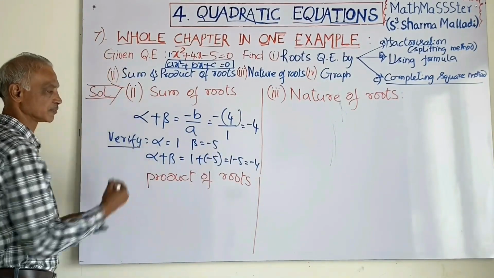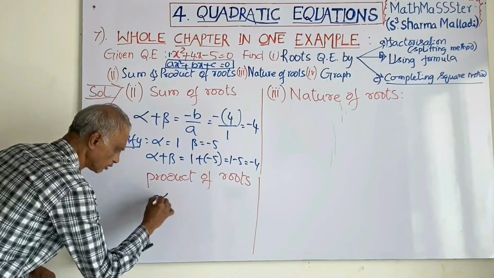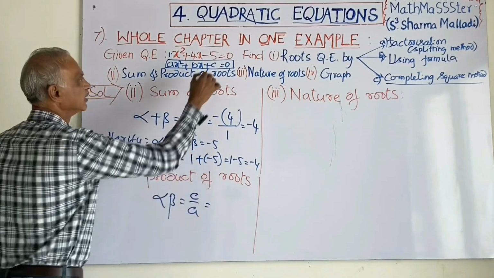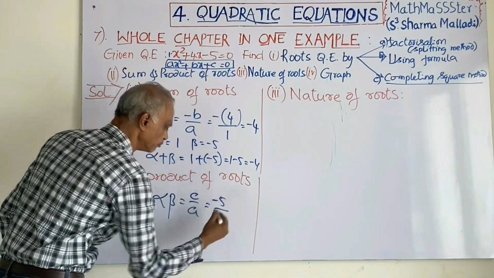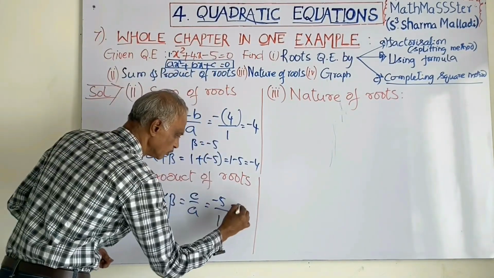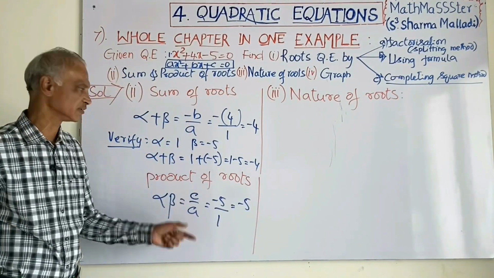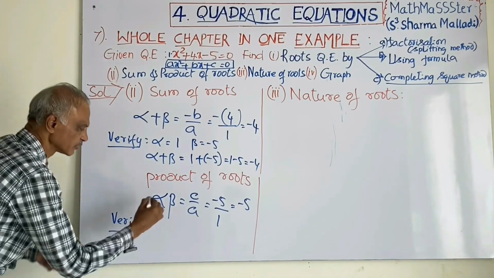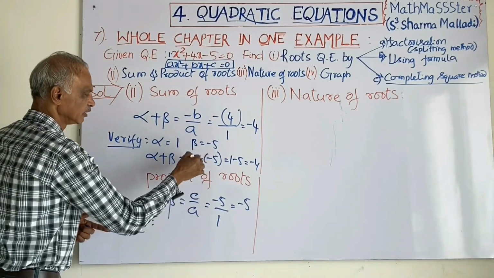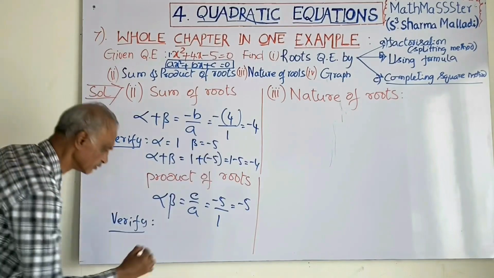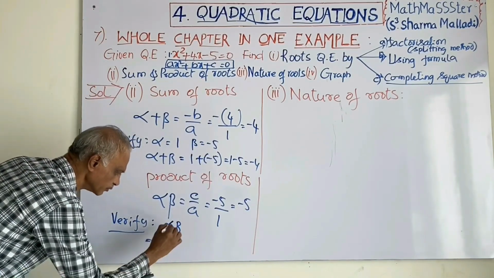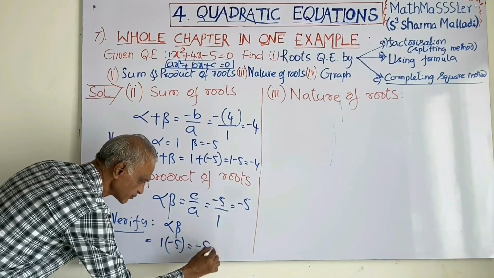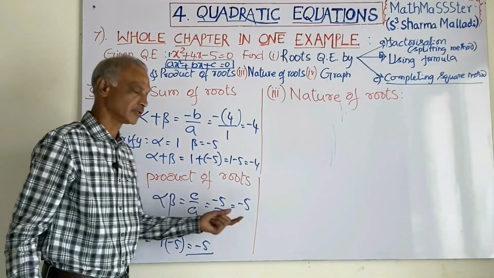You can verify also. What is the product of the roots? Product of the roots alpha into beta is equal to c by a. What is c here? C is minus 5 by a is 1. You got product of the roots minus 5. Check, verify whether our answer is true or false. See, what is alpha here? 1. What is beta? Minus 5. Alpha into beta is equal to 1 into minus 5. You will get minus 5, so our answer is true.